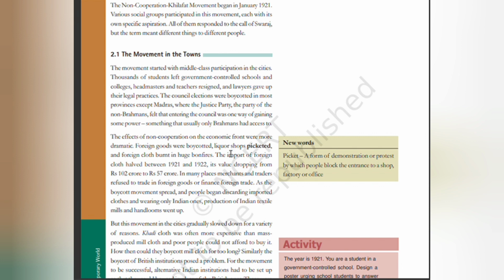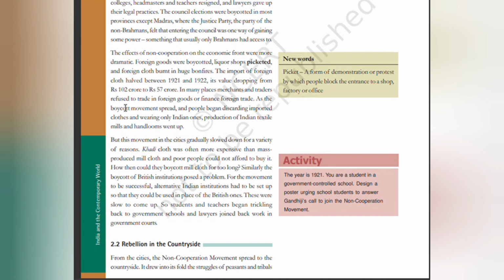The effects of non-cooperation on the economic front were more dramatic. Foreign goods were boycotted, liquor shops picketed, and foreign clothes burned in huge bonfires. Import of foreign cloth halved between 1921 and 1922, its value dropping from rupees 102 crore to rupees 57 crore. In many places, merchants and traders refused to trade in foreign goods or finance foreign trade. As the boycott movement spread and people began discarding imported clothes and wearing only Indian ones, production of Indian textile mills and handlooms went up.